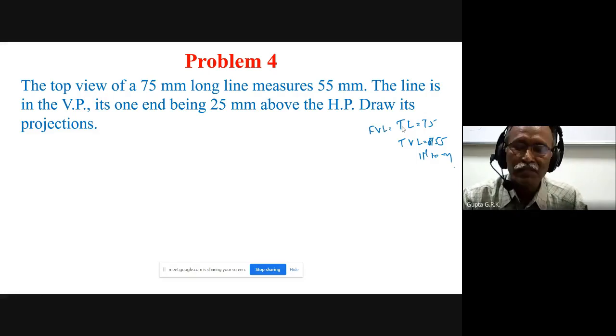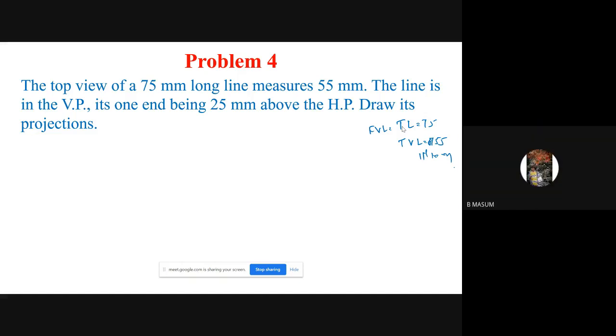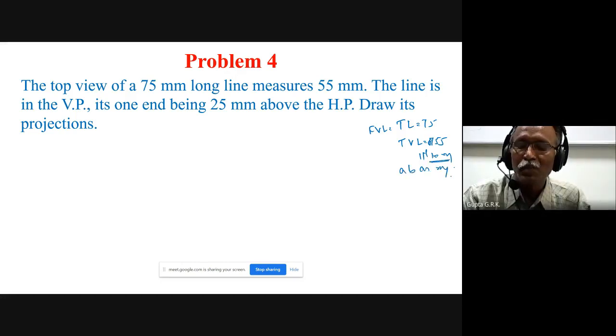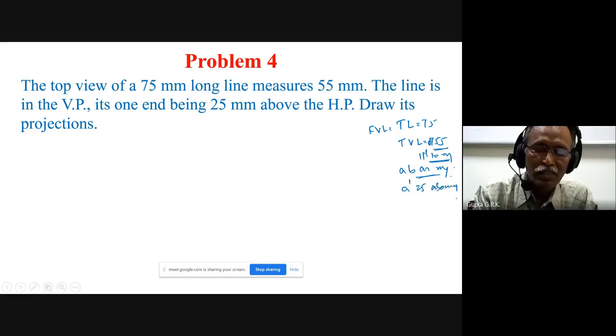Okay, the line is in the VP. So in the VP means the top view AB is on XY. Because it is parallel to XY, how much distance? 0 distance. And its length is 55. Its one end being 25 mm above HP means A dash is 25 mm above XY. Now you draw the XY line.